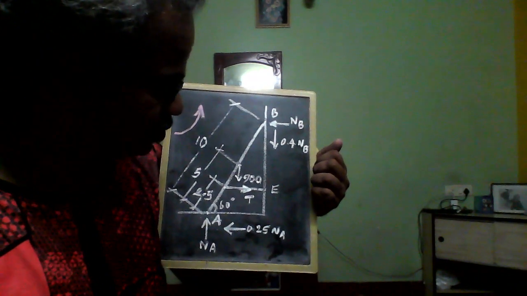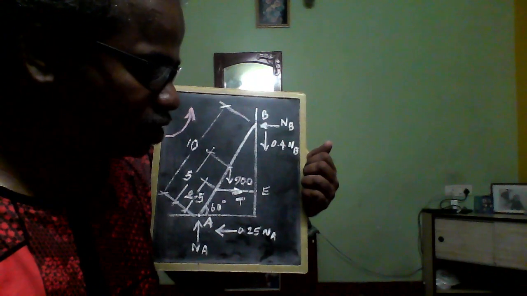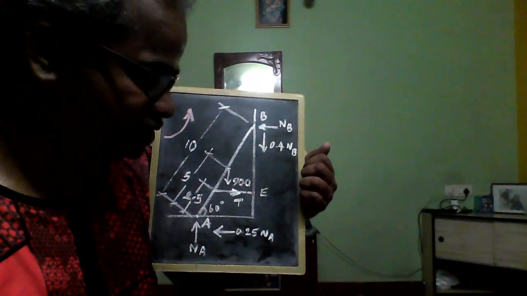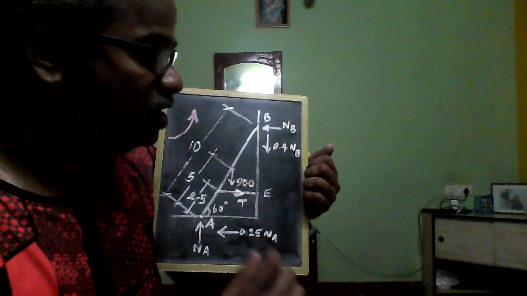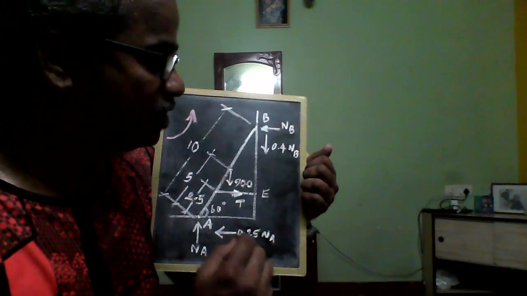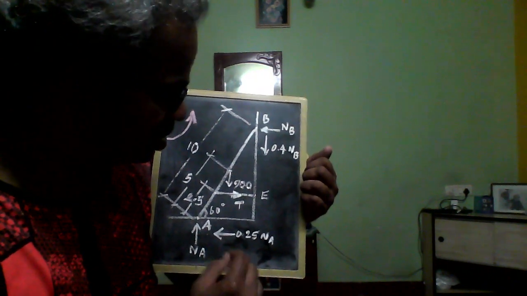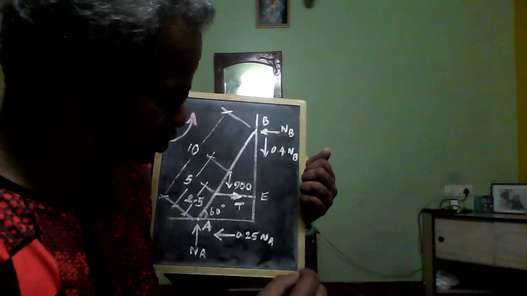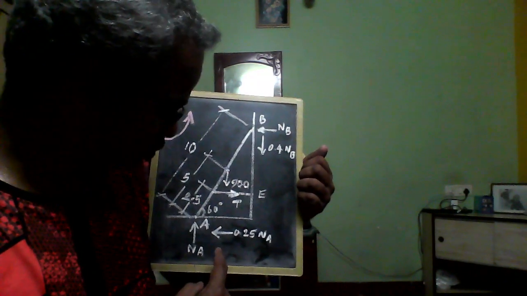So how to solve this problem? As I told in the previous problem, you have three equations to solve a rigid body in two dimensions in equilibrium. They are summation of Fx equal to 0, summation of Fy equal to 0, and moment about A or B or any point equal to 0. We will take the first equation, summation of Fx equal to 0.